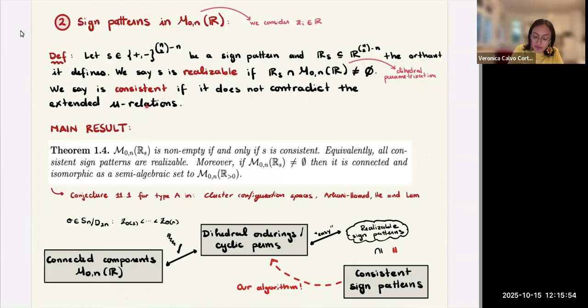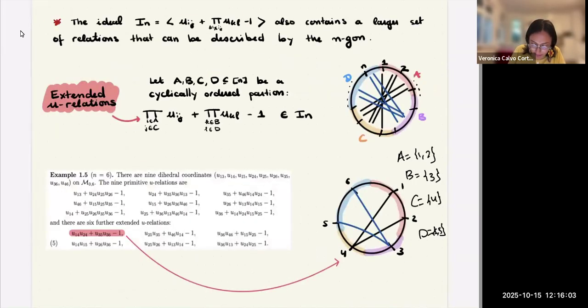And we say that it is consistent if it does not contradict the extended U relations. So what do I mean by that? I mean, if I look at all of the possible relations coming from all the cyclically ordered partitions into 4, and I replace the uij's by a +1 or a -1, depending on the sign pattern, and I get that this can be achieved, that means that not both of these products are negative, then this means that my sign pattern is consistent.